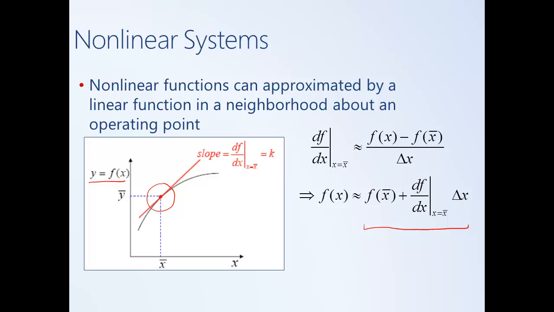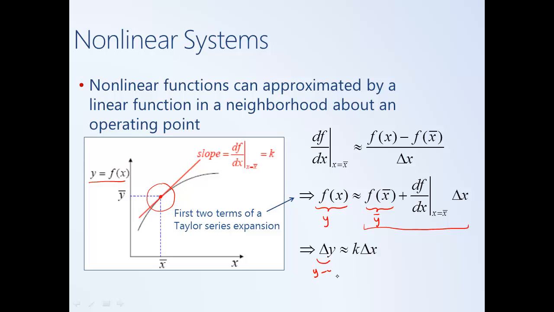Something else you may also recognize from calculus is that these are the first two terms of a Taylor series expansion. Another way to rearrange this: f of x is like our y value, and f of x bar is the y value at x bar, which is y bar. We can rearrange that as delta y equals k times delta x, where delta y is y minus y bar, k is the slope, which is the derivative at that point, and delta x is x minus x bar.